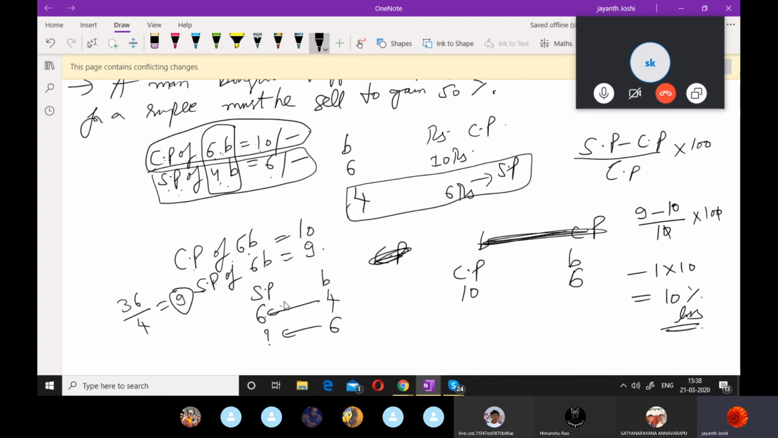Where have I taken that? Selling price 6, how many bananas? 4. So for 4 bananas, if the selling price is 6 rupees, for 6 bananas it will be how much? I just did the cross multiplication, the unitary method, which you have learned in your school. So 36 by 4, 9 rupees, I got the selling price of 6 bananas. Now I have the CP of 6 bananas and the SP of 6 bananas. I can easily find out the profit or loss percentage by this formula.